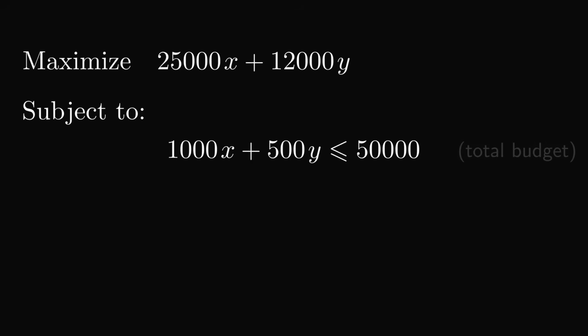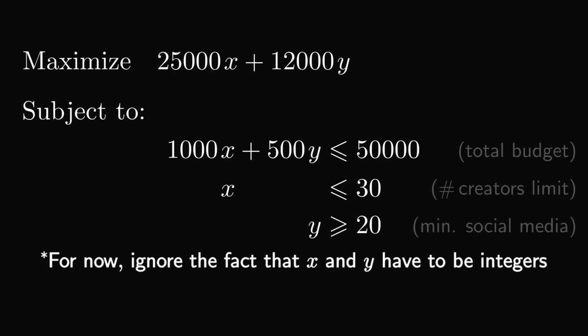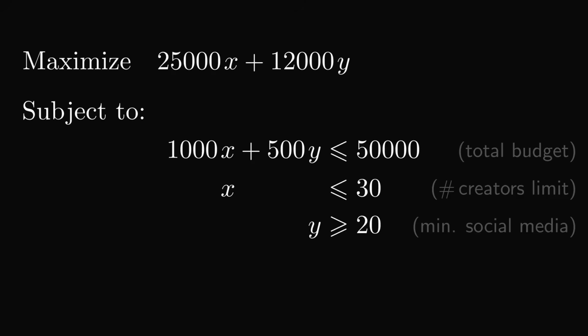First, we must not exceed our total budget. And second, there are only 30 YouTube creators we can sponsor, and third, we must run at least 20 social media campaigns. Of course, we can't sponsor a negative amount of people or run a negative number of ad campaigns, so we also specify that X and Y have to be non-negative.